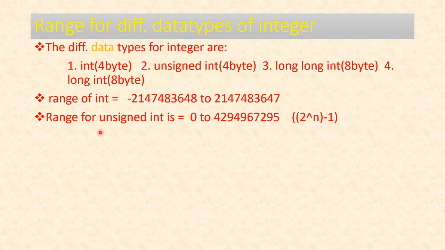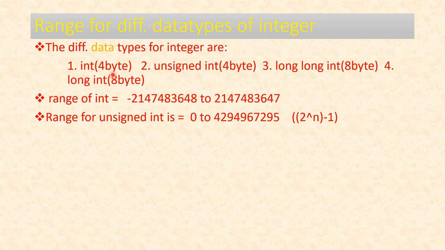So now talking about the range for unsigned int, as we know that int can store negative as well as positive values, but unsigned int only stores the positive values along with zero. That means non-negative values. So the general formula for this is 2^n minus 1. Suppose we have 4 bytes of memory, as int takes 4 bytes of memory. So unsigned int will be able to store values between these. So this is the value of 2^32 minus 1.